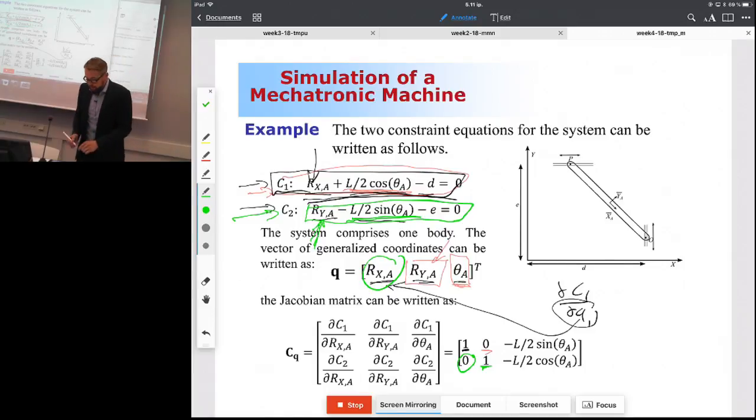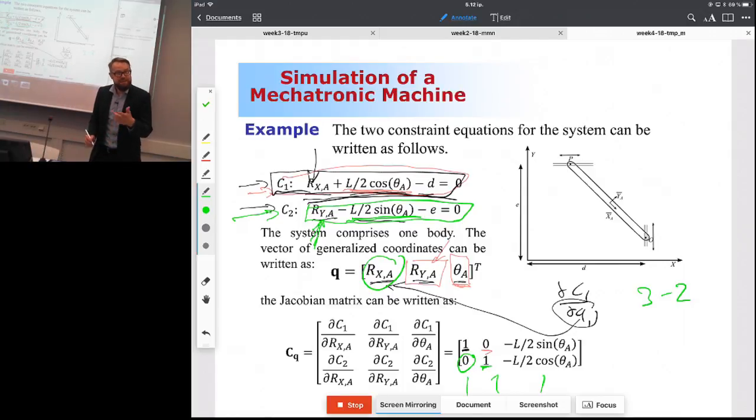Now, what's going to be the number of degrees of freedom based on the Jacobian matrix? How many columns do I have? 3, okay. 3 columns. How many constraint equations? 2. How did you know that? Because of the number of rows. Correct. 1, 2. 2 rows. The number of degrees of freedom is 1. Okay, that's how it goes.